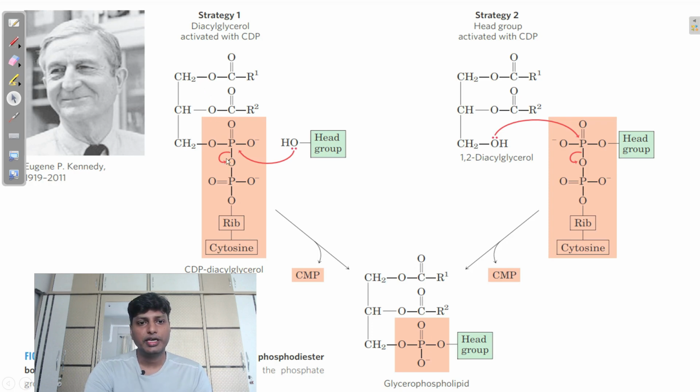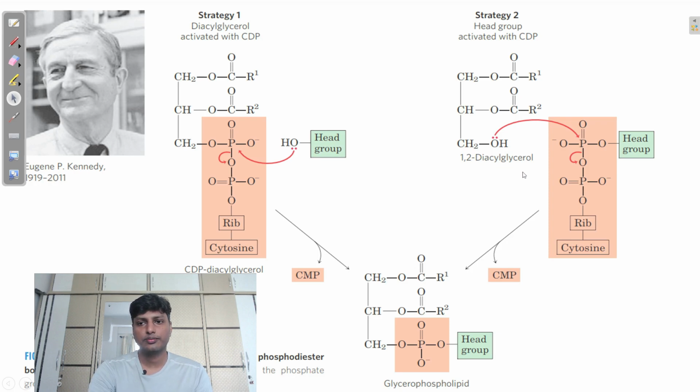So once the CDP diacylglycerol is formed, then it can attach to a particular head group with the help of this OH group. So there will be a bond formed between the phosphate and the OH group. There will be removal of one CMP, that is cytosine monophosphate, and the resultant structure is going to be a particular phospholipid. So this is one strategy. That is, in this we saw that first there was formation of CDP diacylglycerol, and then CDP diacylglycerol was attached to the head group.